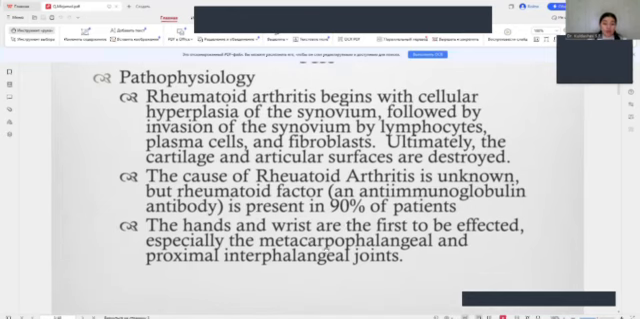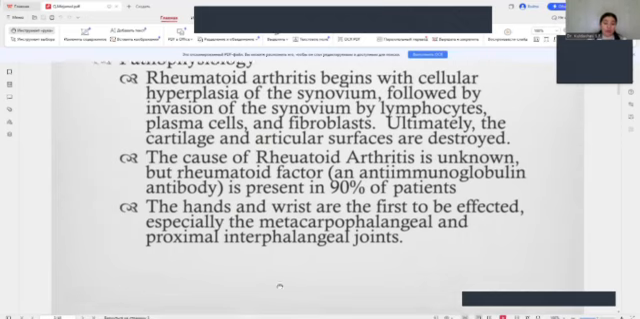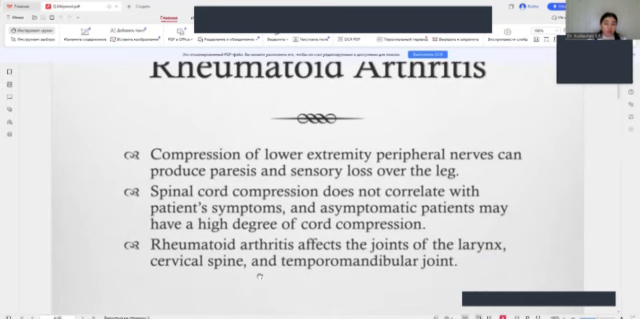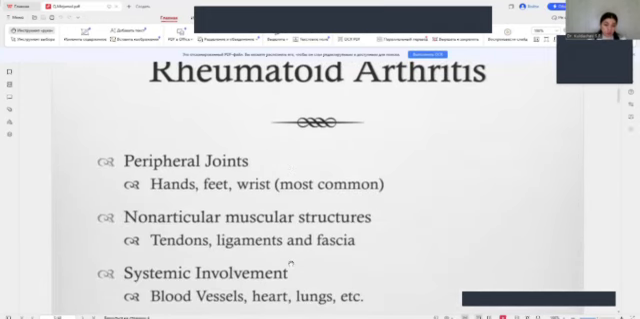The hands and wrists are the first to be affected, especially the metacarpophalangeal and proximal interphalangeal joints. Compression of lower extremity peripheral nerves can produce paralysis and sensory loss over the leg. Spinal cord compression does not correlate with patient symptoms, and asymptomatic patients may have a high degree of cord compression. Rheumatoid arthritis affects the joints of the larynx, cervical spine, and the temporomandibular joints.